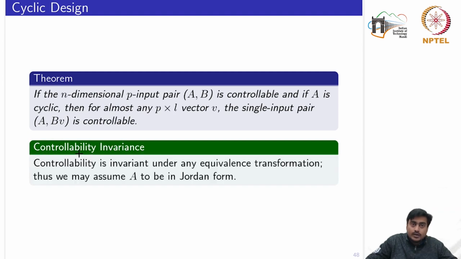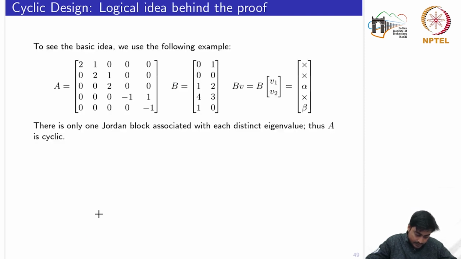If we recall from the controllability week, we had discussed one result that the controllability property of the system is invariant under any similarity transformation. So if we have transformed into another equivalent form, the Jordan form of the matrix A would still satisfy the controllability of the pair A, B. We will not go into the detailed proof of this result, but we can see through some example the logical idea behind this proof.